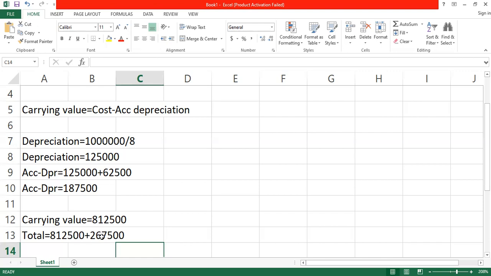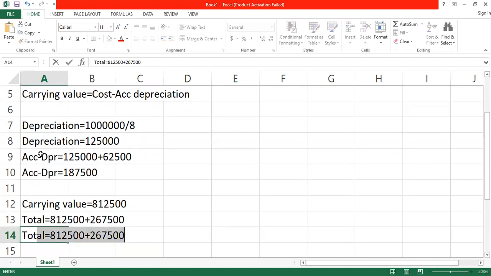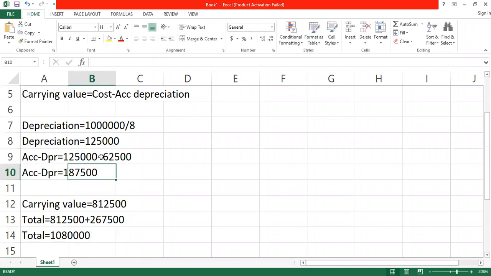So the total value of the assets now will be 812,500 plus 267,500. That will give us how much? 1,080,000, isn't it? Okay, 1,080,000. All right. Okay, let me also show you another way of getting the carrying amount.